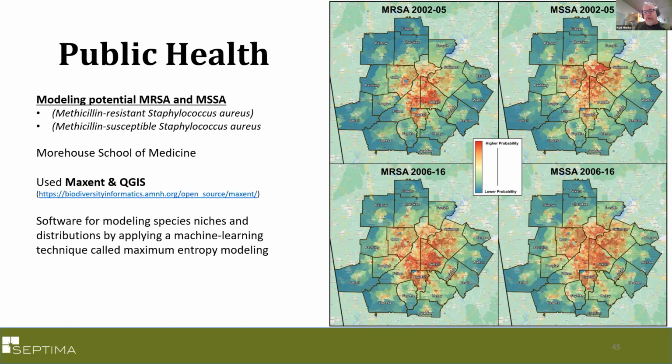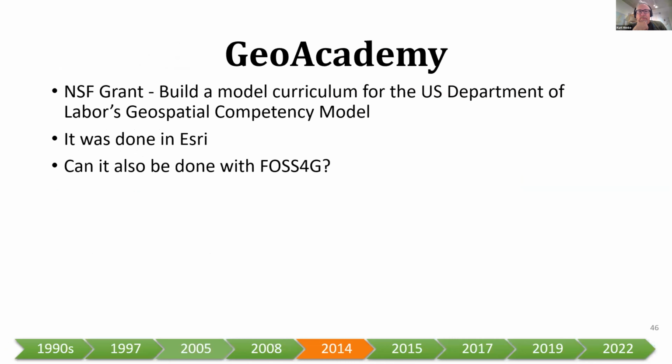And so we were able to produce some nice maps in QGIS, and the analysis was done in Maxent, which is open source software. So a nice creative use of a software I'd started using in my environmental conservation applications, and here applying it to public health. So that is the public health and conservation side of my business.